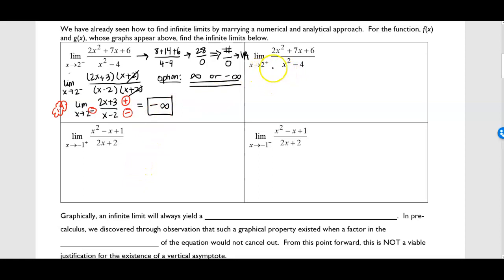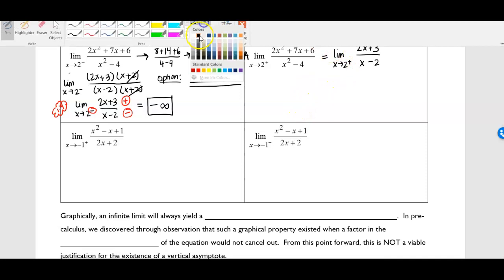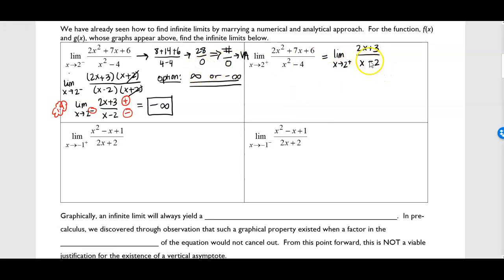We can do the same thing for the limit as x approaches 2 from the right. Now, already that's that same function. So I'm going to go ahead and use that simplified form. It's usually easiest if you use your simplified form. And now I'm from the right side, so I want to think about a number a little to the right of 2. So something like 2.1.